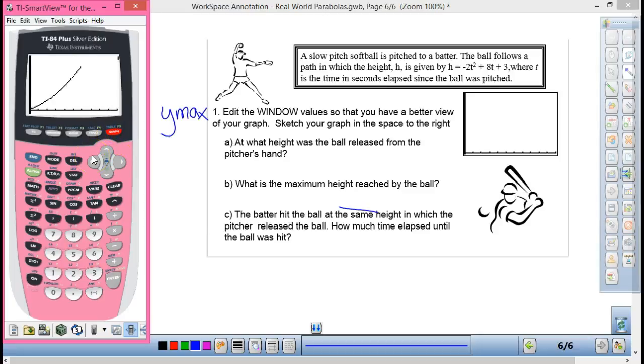First of all, if it looks like that, you did something wrong. If you graphed this and you didn't change your Y max, it's going to look like this, and I'm going to mark it wrong. So you got to go into your window and play with your Y max. This is a guess and check deal. You do it. I'm not going to tell you what to do.